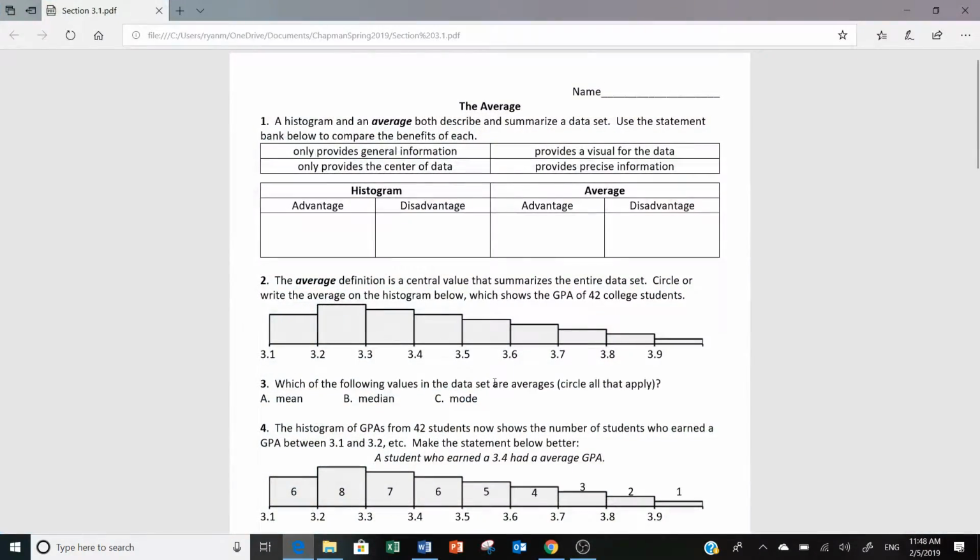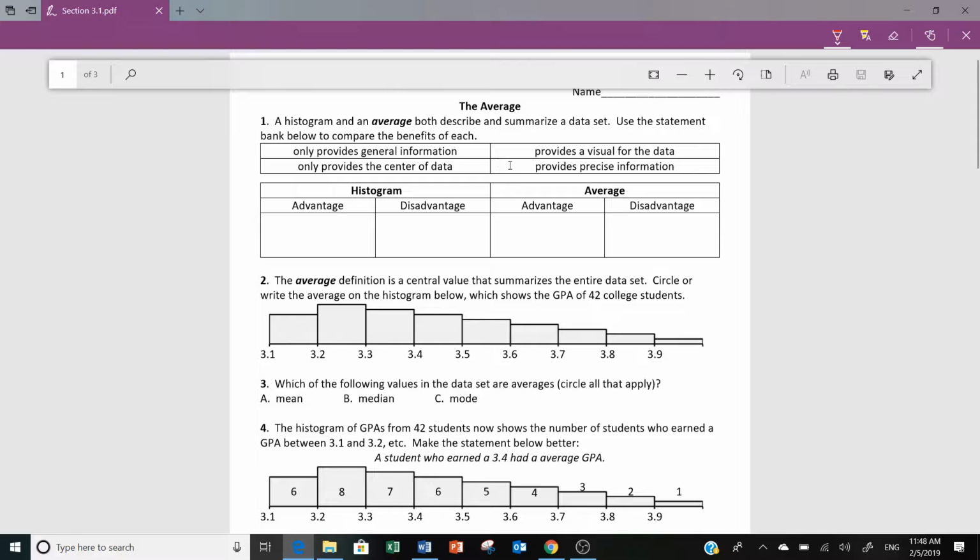Here we see a copy of our notes for today. I'm actually going to zoom this in if I can. I'll do it during the activity. So we are going to talk about averages today. A lot of us have heard of an average.